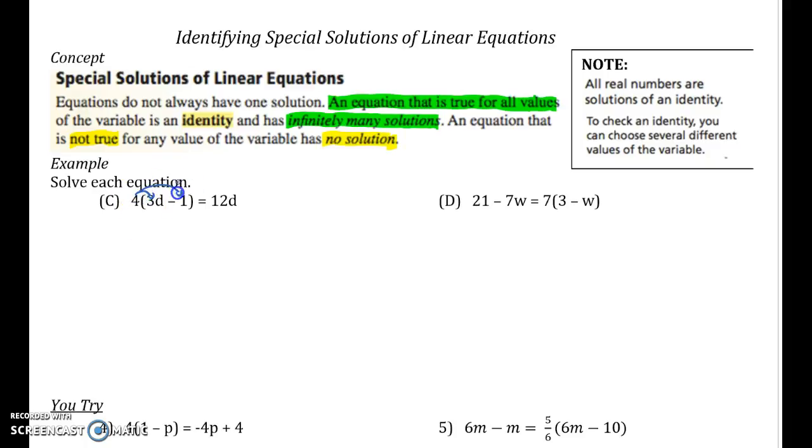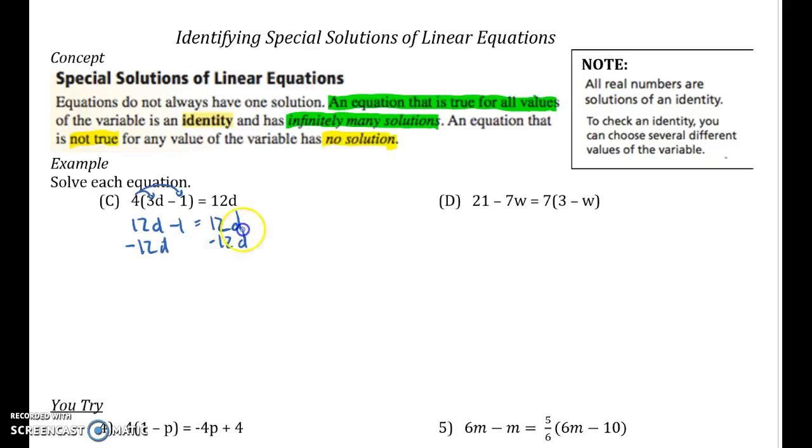So I'm going to distribute to get 12D minus 1 equals 12D. And you might already say, wait a minute, 12D minus 1 can't equal 12D. And you're absolutely right about that. But you can stop right here and say there's no solution. But if it's not super clear, keep going, right? Keep going until you're definitely sure it doesn't make sense.